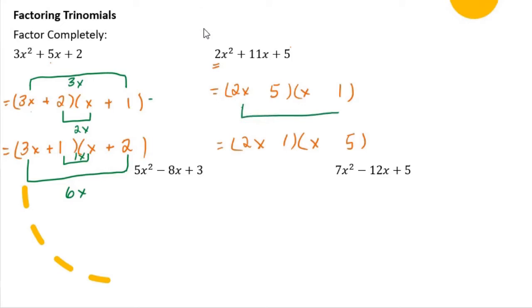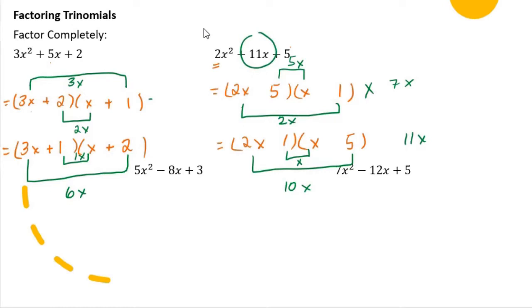All right, so outside is 2x, inside is 5x. 5x plus 2x is 7x. That's not 11x, so this is not the correct solution. In the second case, we have 2x times 5, so that's 10x, and 1 times x, which is just x, which is 11x. That is the middle term we're looking for.